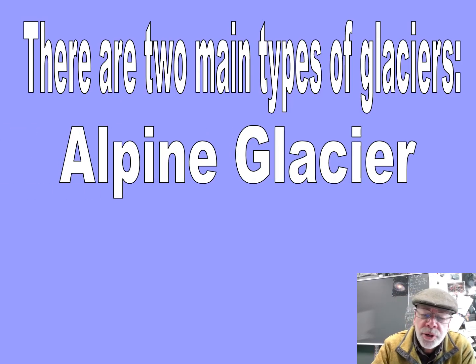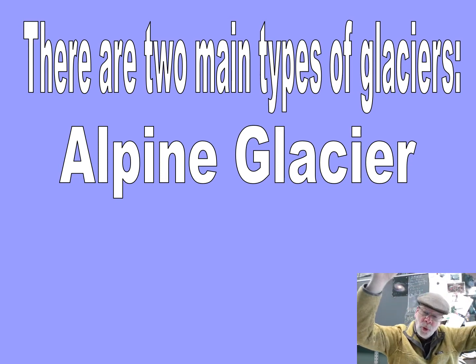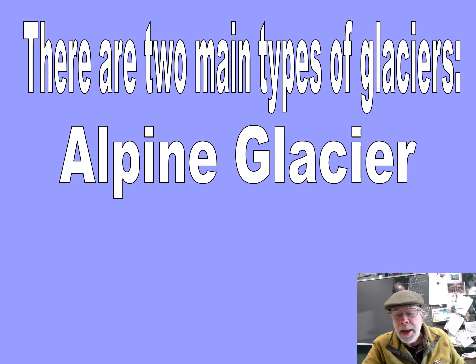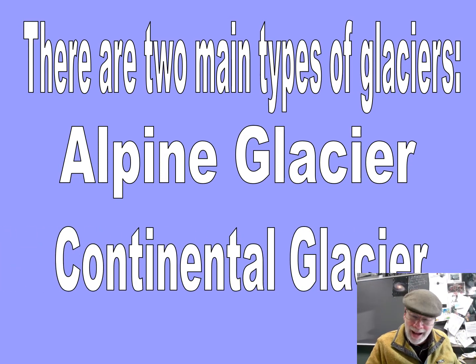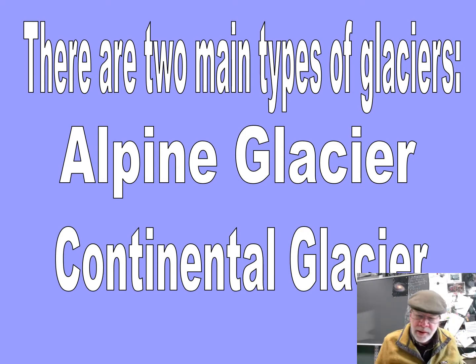Two main types of glaciers. Alpine glaciers form because the mountains are way up high and they get so much snow up there, and it comes down. And then sometimes you'll have whole continents that are getting more snow in the winter than can melt in the summer. So that would form an ice cap over a whole continent.